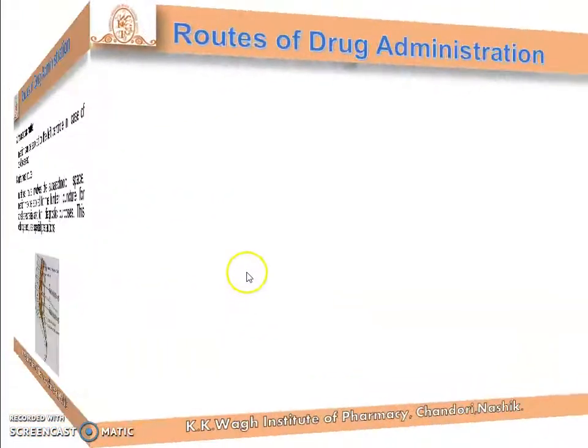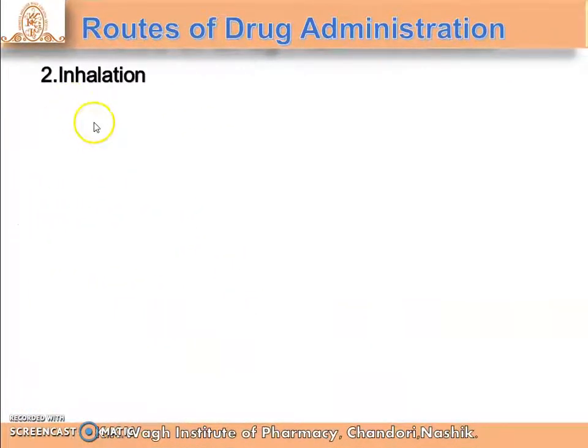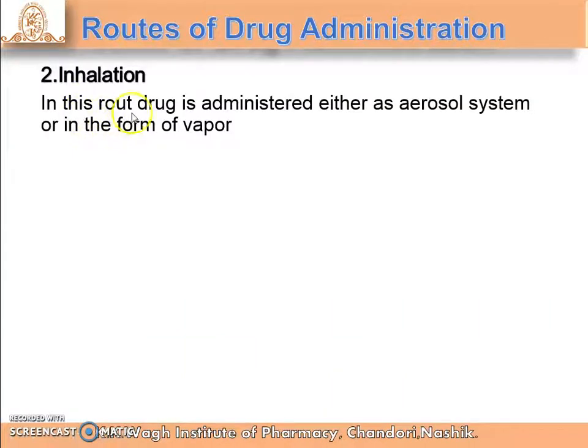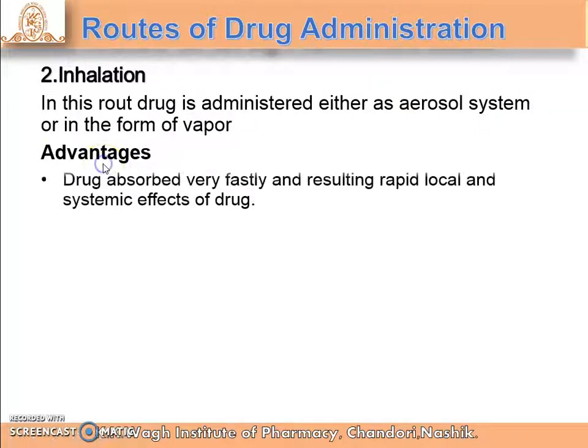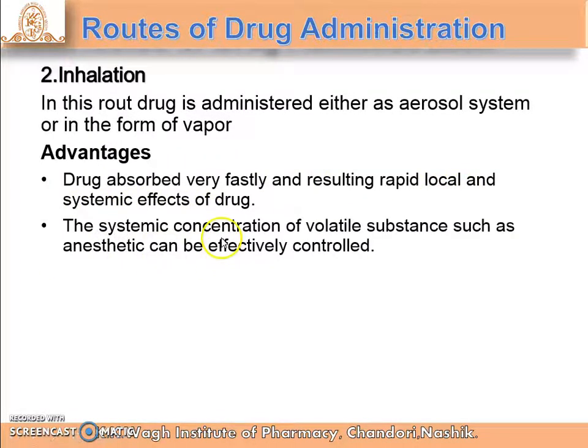This is then inhalation. This route is administered either as aerosol or in the form of vapors. Advantages of inhalation: the drug is absorbed very fast, resulting in rapid local and systemic effect of the drug. The systemic concentration of volatile substances such as anesthetics can be effectively controlled by this inhalation route.